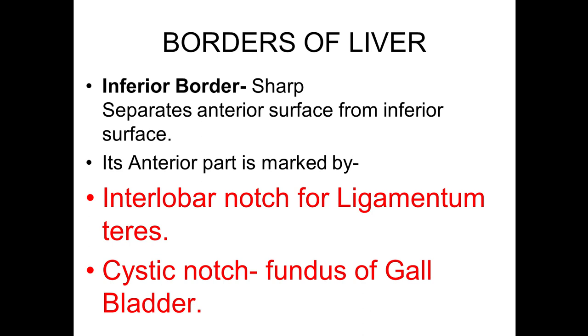Now, after discussing the surfaces of liver, let's discuss the borders of liver. We've already seen that the inferior border is sharp, and it is separating the anterior surface from the inferior surface. If you follow this inferior border, its anterior part is marked by 2 structures. One is the interlobar notch for ligamentum teres. Another is the cystic notch, that is for the fundus of gallbladder.